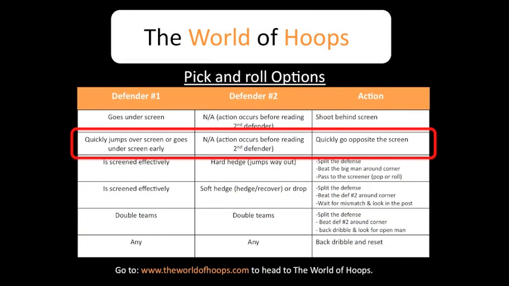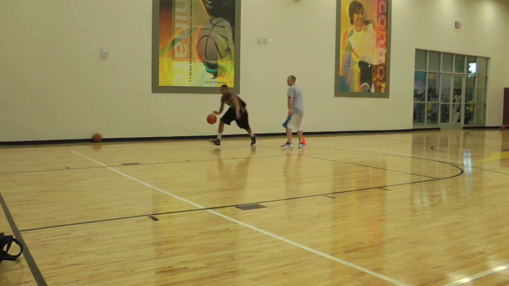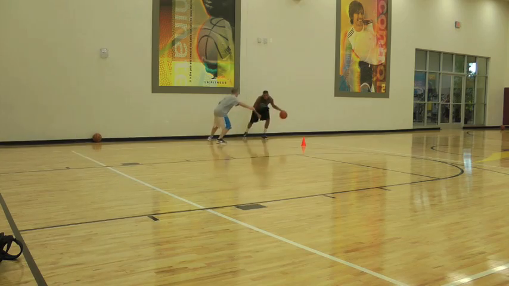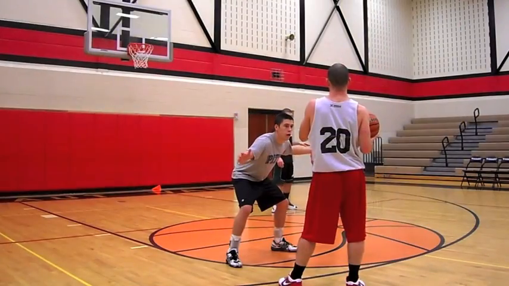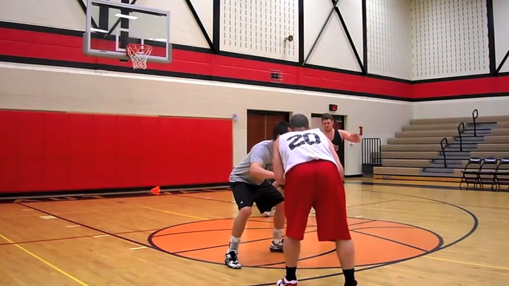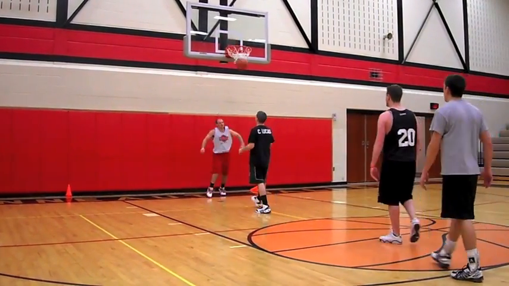The next scenario, defender 1 quickly jumps over the screen or goes under it early. And the second defender doesn't matter because, again, we're going to take action before they do. Here we're going to quickly go opposite the screen. So rather than actually using the screen, we're going to go back the other way and go towards the hoop. So you see here just a couple examples of how you can do that. There's multiple different ways, and this is just when the defender's cheating, you can get a quick, easy hoop.